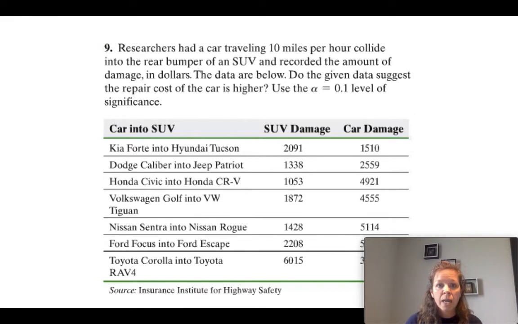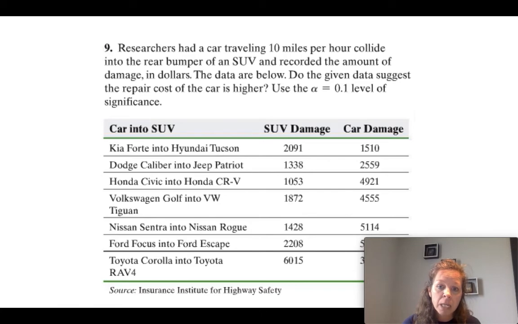Researchers had a car traveling 10 miles per hour collide into the rear bumper of an SUV and recorded the amount of damage in dollars. The data are below. Do the given data suggest the repair cost of the car is higher? Okay, so not a yes or no. There were damages. The question is, how much are the damages? So then we're thinking about mean. Okay, so it's going to be means.